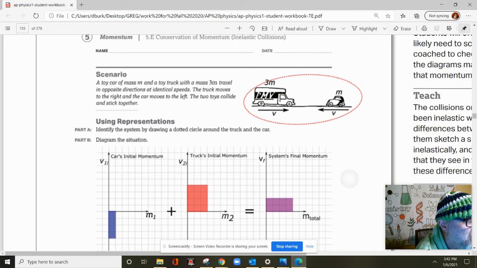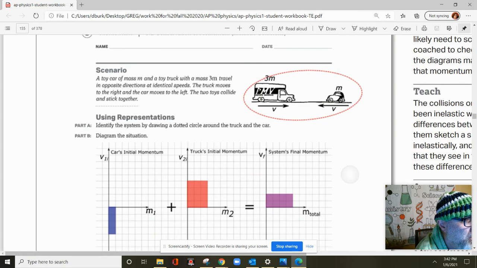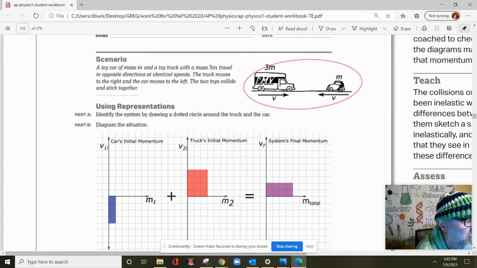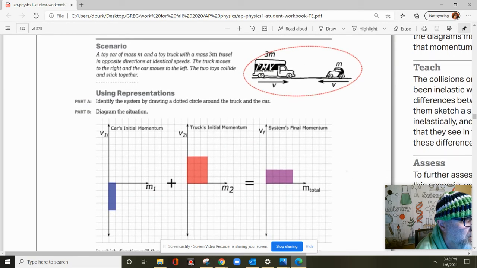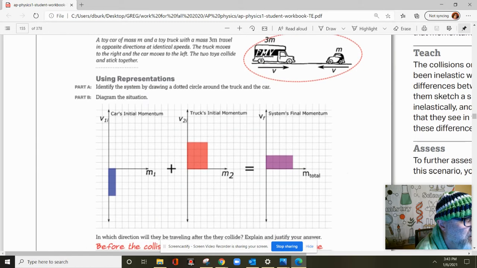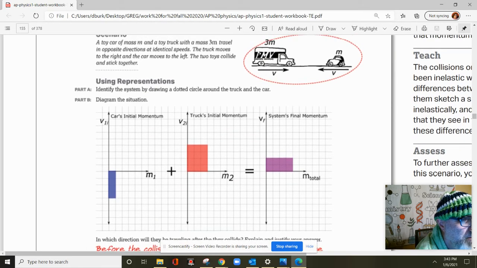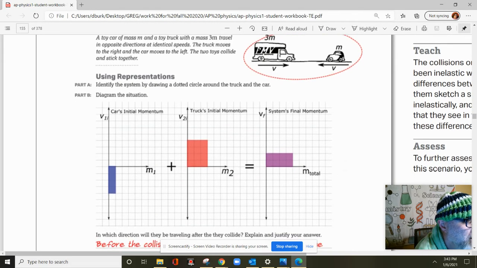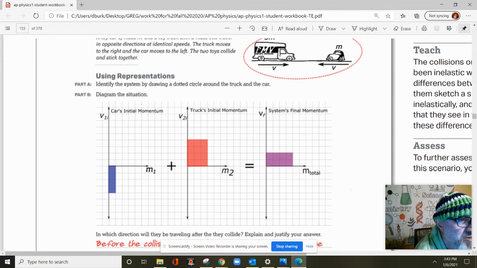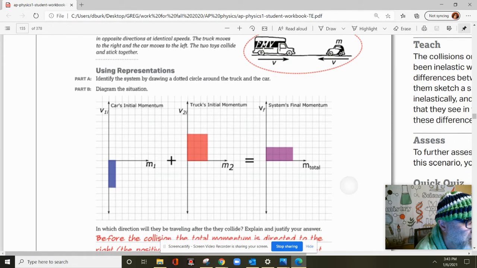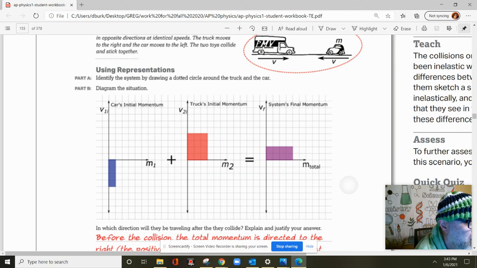We have a car of mass M and a truck of mass 3M, and they're going to travel, one to the right and one to the left, and they collide and stick together. Oh, wow, they're like Play-Doh cars. So we're diagramming the situation. The momentum graph for the little guy, since it's going to the left, is below the line. So it's got a negative velocity of v.